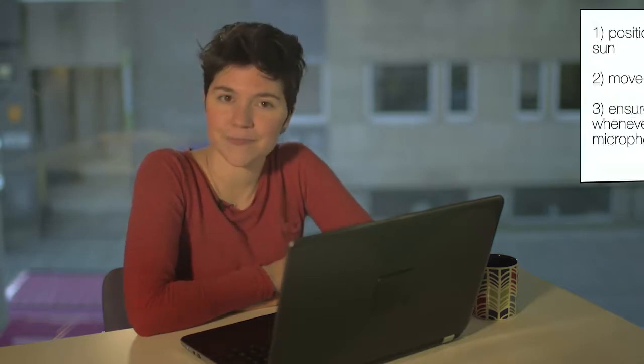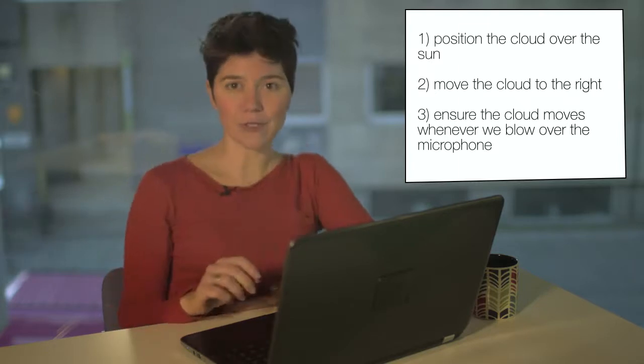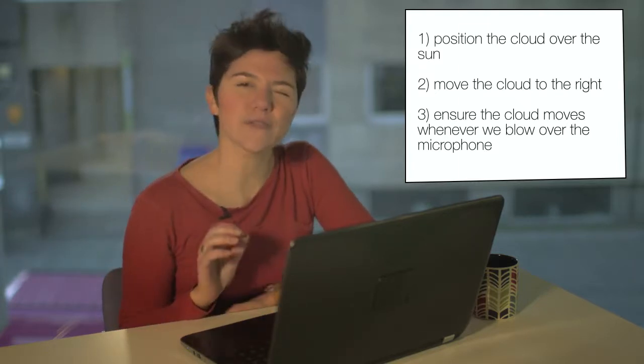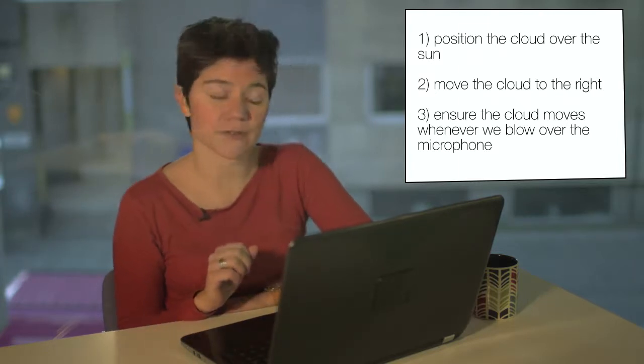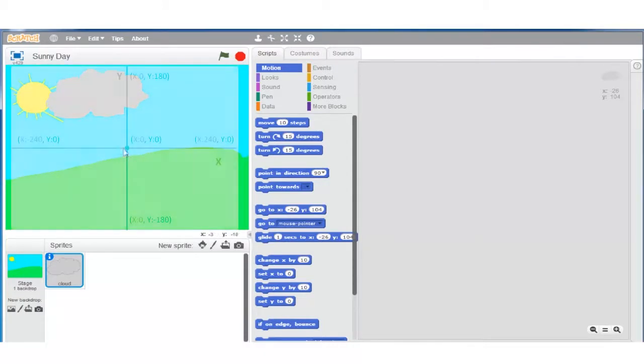Let's break this program into 3 parts. We'll start with the first part of the program. We want the cloud to start on the left, so let's first see how Scratch handles positions. The center of the stage has coordinates x equals 0 and y equals 0. The x-axis is horizontal. Coordinates with a negative x value mean that they're on the left of the screen. A positive value means it is on the right.